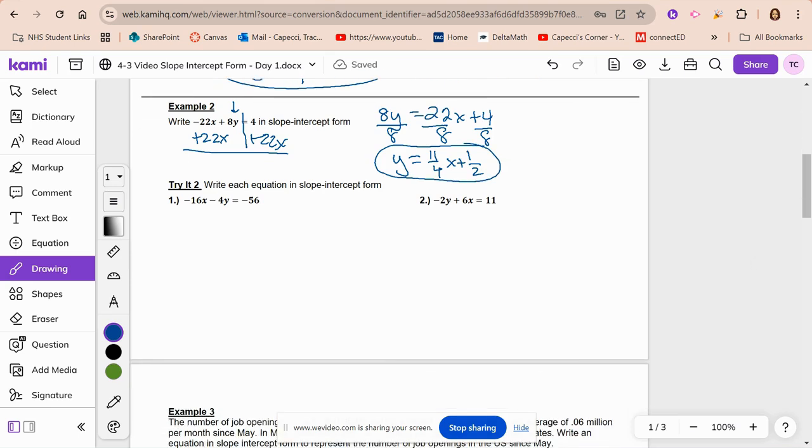All right, let's try a few more. Same thing, here's my wall. I'm going to add 16x to both sides. I have negative 4y is equal to 16x minus 56. Now again, I have to divide by negative 4, so I have to be careful there, my signs. So I have y is equal to negative 4x plus 16.